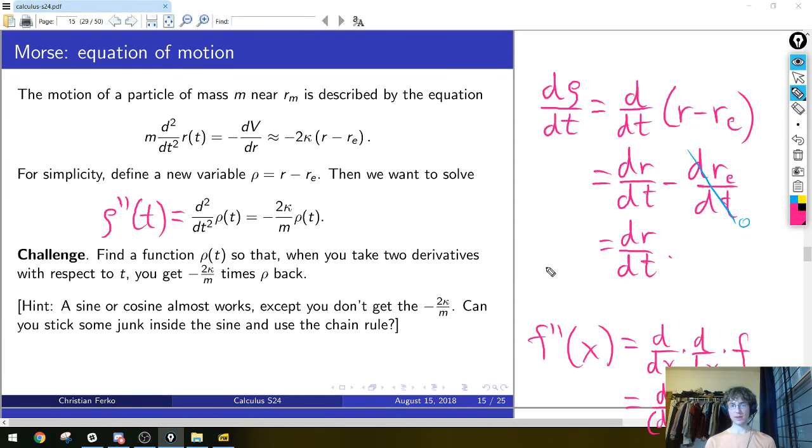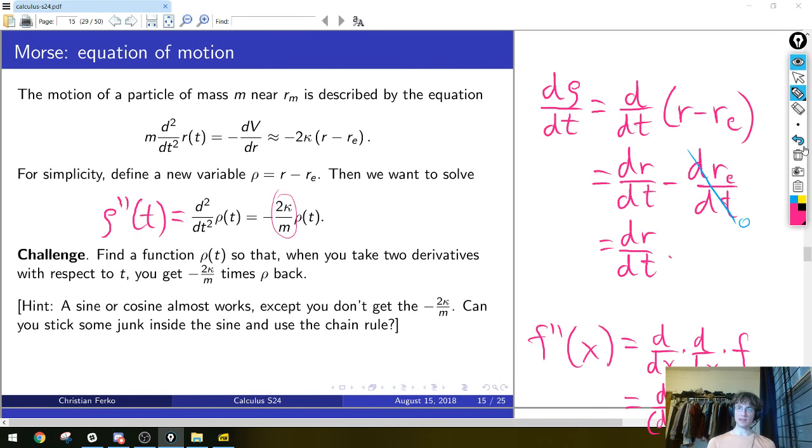Whatever. Okay, fine. Here's the challenge for you after all of that preamble. Several slides ago, I asked you to find a function whose second derivative was minus the function back. You told me that sines and cosines have that property. Now we have a slight variant. I'm asking you to find a function rho so that when I take two derivatives of rho, I get minus some number times rho back. So if 2 kappa over m were 1, this would be the same problem we solved before. It would just be a sine or a cosine.